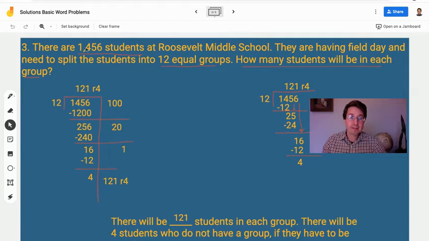There are 1,456 students at Roosevelt Middle School. They are having a field day and each need to be split into 12 equal groups. How many students will be in each group?